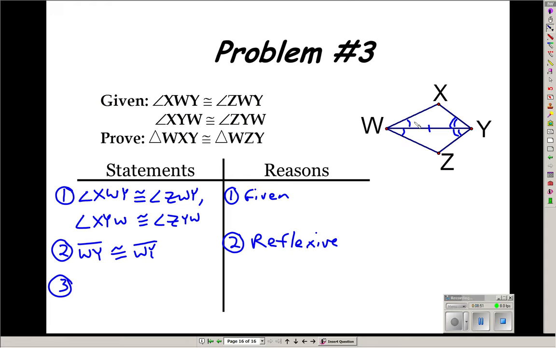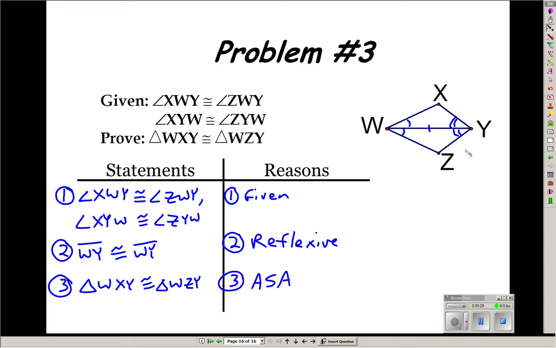Now I have it. I have on the top triangle angle, the next side, and the next angle. Angle, side, angle. And then on the bottom triangle, you've got angle, next side, next angle. So we have ASA. So I can say the triangles are congruent now. Triangle WXY is congruent to triangle WZY because of angle, side, angle.